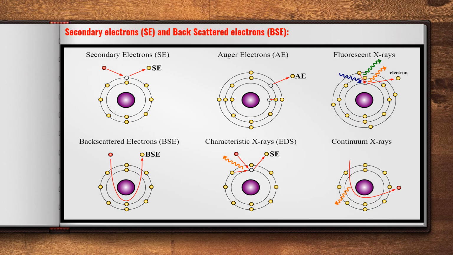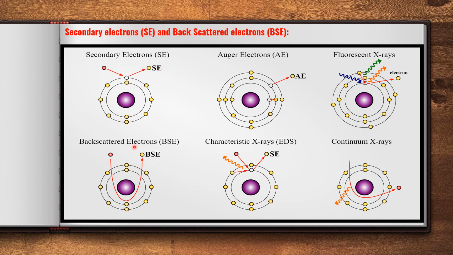Coming to the general mechanism of how these electrons or X-rays are released. For example, from the secondary electron point of view, this is the material, the specimen, with the nucleus and electrons located around it. Once a high energy electron strikes the material, the material loses an electron by inelastic collision. This is taken as the secondary electron.